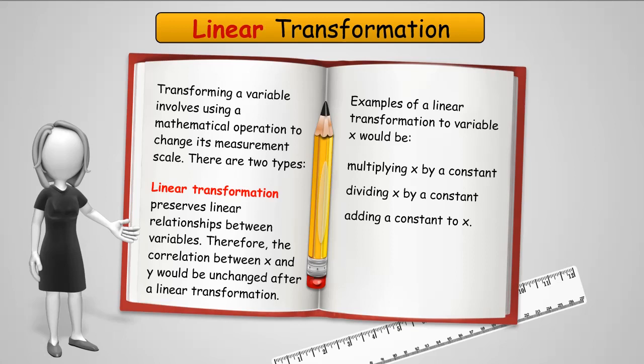An effective way to transform a variable usually just involves performing a mathematical operation. So there are two types. The first type would be linear transformation that preserves the linear relationship. Therefore, the correlation between x and y would be unchanged. So for example, you could multiply x by a constant value, or divide x by a constant value, or add a constant value to x, and these would all be acceptable ways of preserving the relationship.